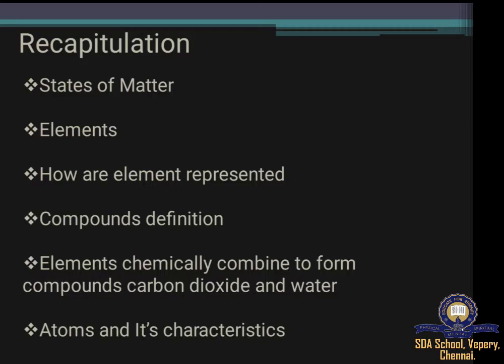Next we have studied about elements. An element is a substance which cannot be broken down into a simpler substance, either by physical or chemical means. How are elements represented? Elements are represented by symbols. Compounds: when two or more elements are combined together chemically, it leads to the formation of a compound. It can be broken down into simpler substances, and that is called a compound. And then we have studied about atoms and their characteristics.